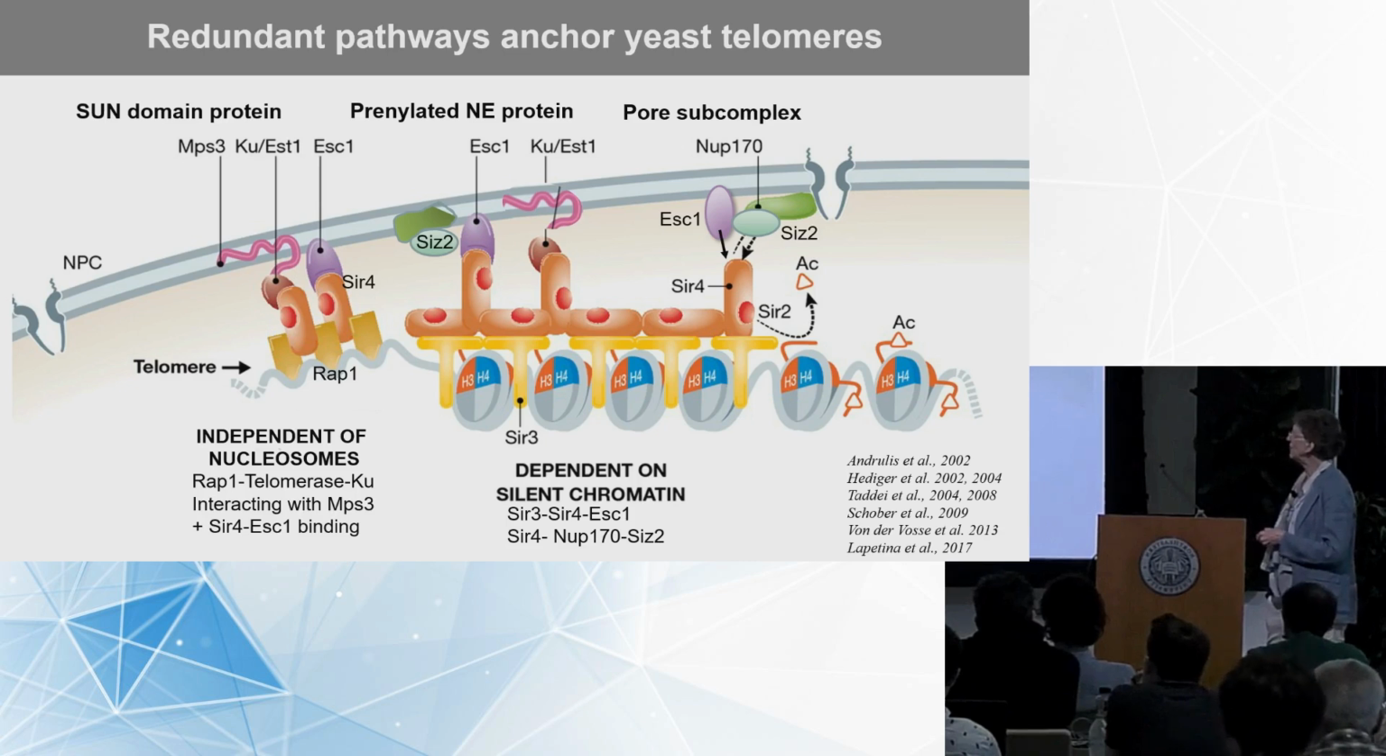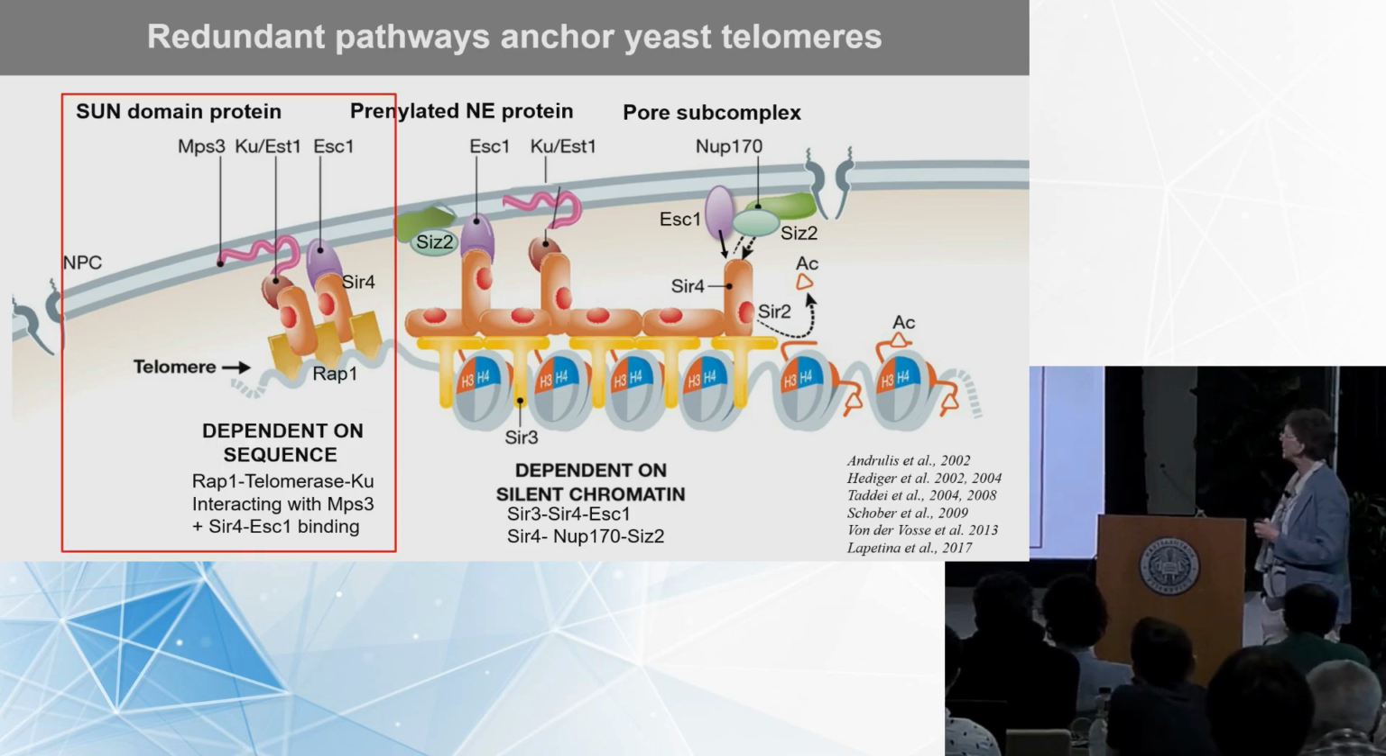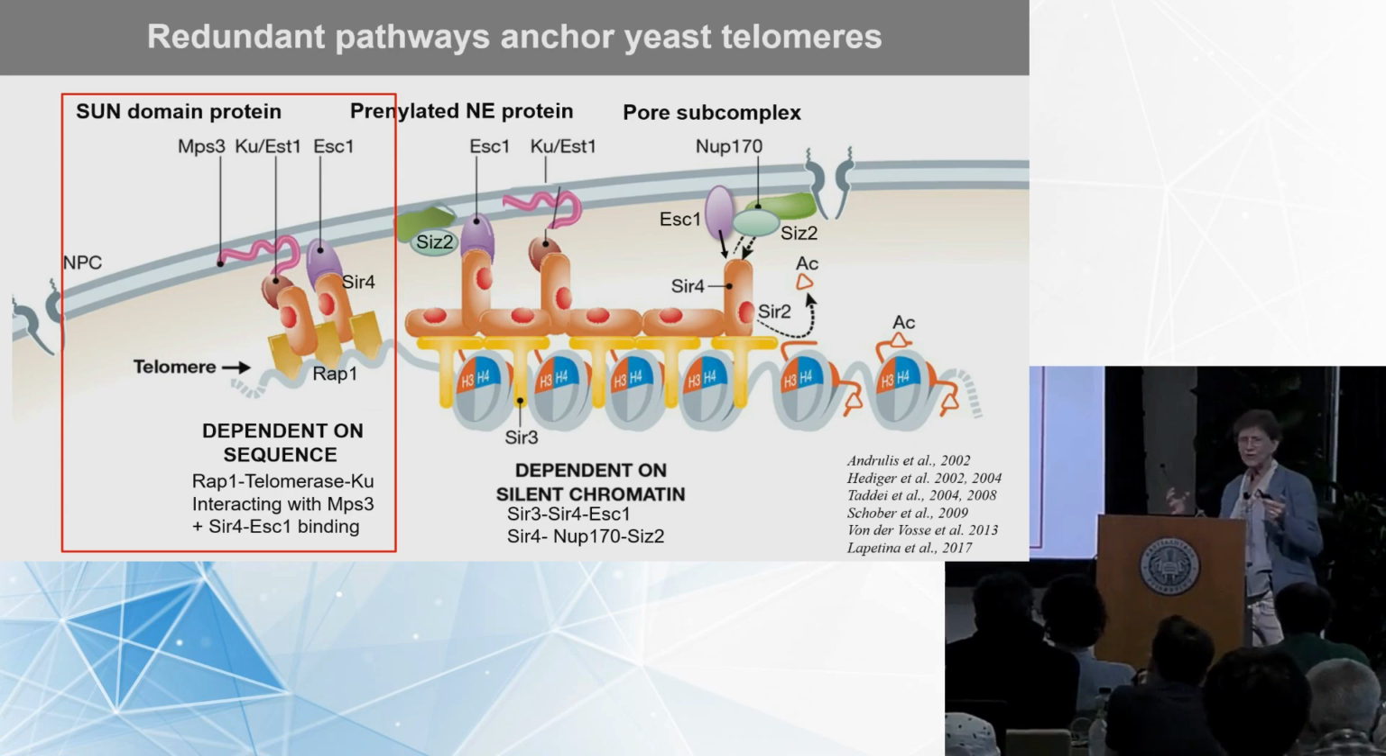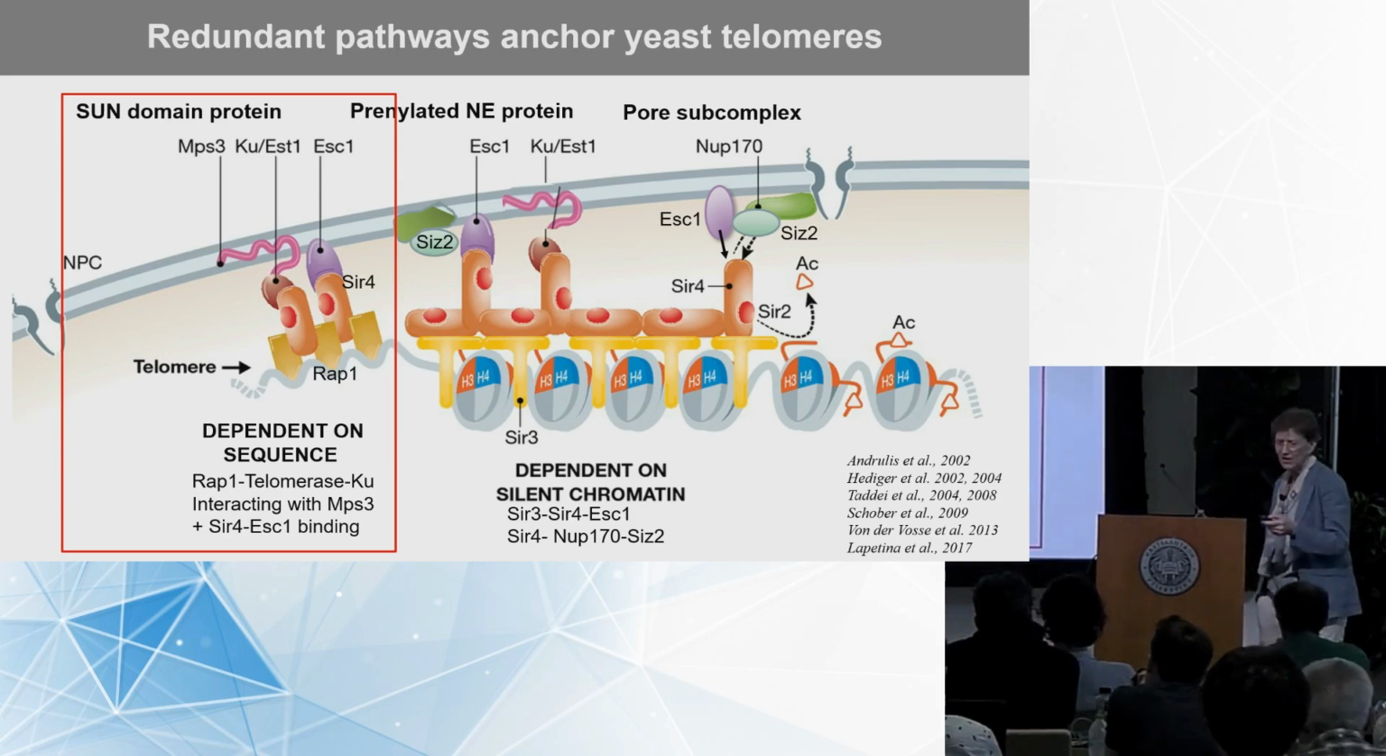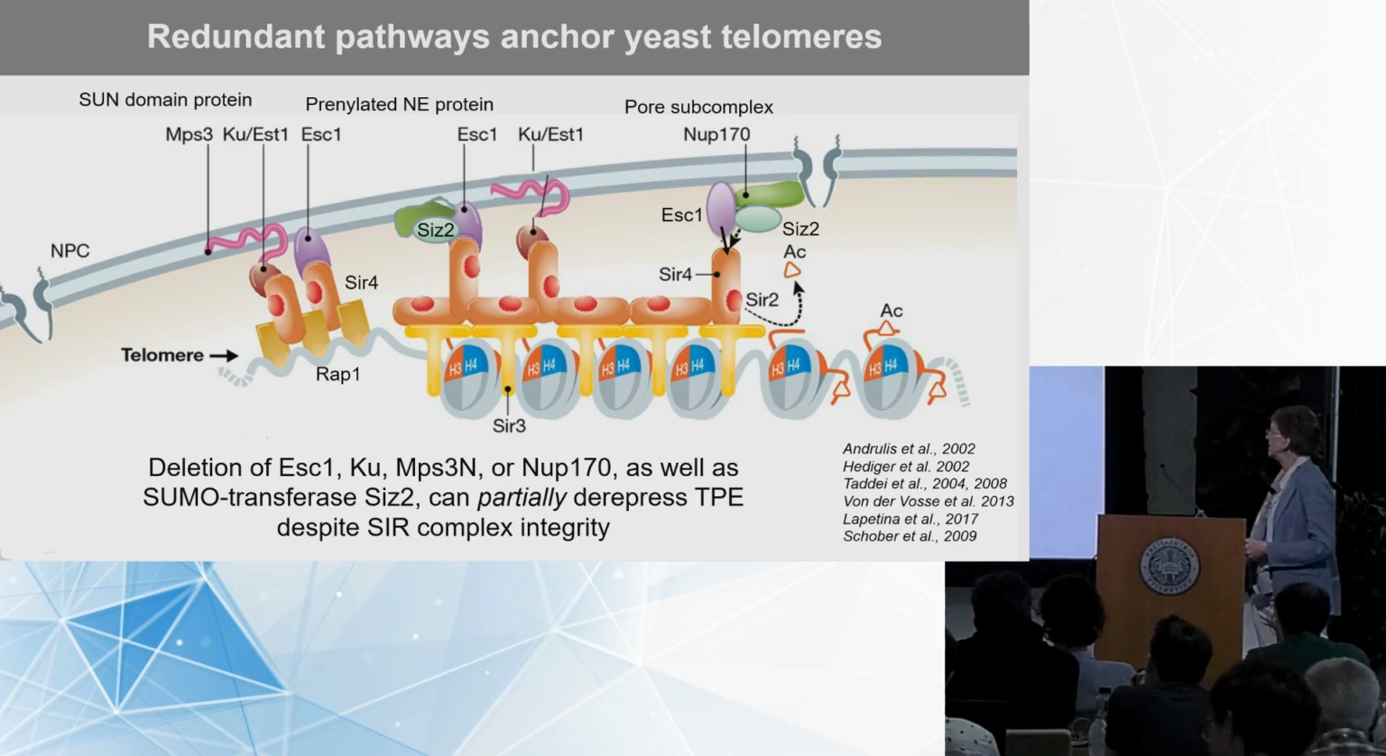So one pathway is dependent on silent chromatin, the other is dependent on sequence, which is the telomeric repeat or the end of the chromosome. So in fact, you can tether, you can organize chromosomes, you can actually specify subnuclear organization purely on a sequence motif. Now, deletion of any of these anchor proteins as well as the sumo-transferase Cis2, it turns out that sumoylation is important in many of these intermolecular interactions, can partially de-repress TPE. So it also has a functional role.